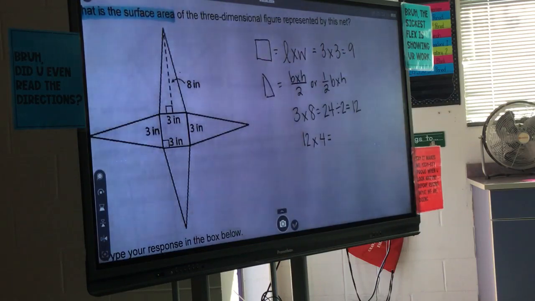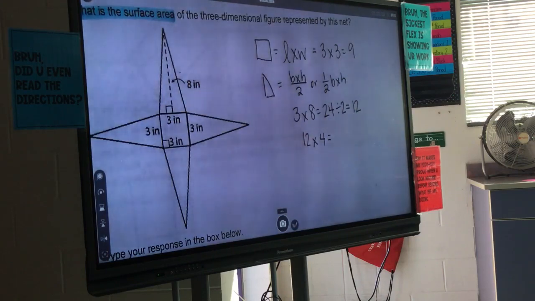So does everybody understand why we can multiply this by 4? Is there anybody who doesn't understand? Okay. Now what would happen if our base was a rectangle? Would we be able to still multiply this by 4? If it was a rectangle? What do you guys think?